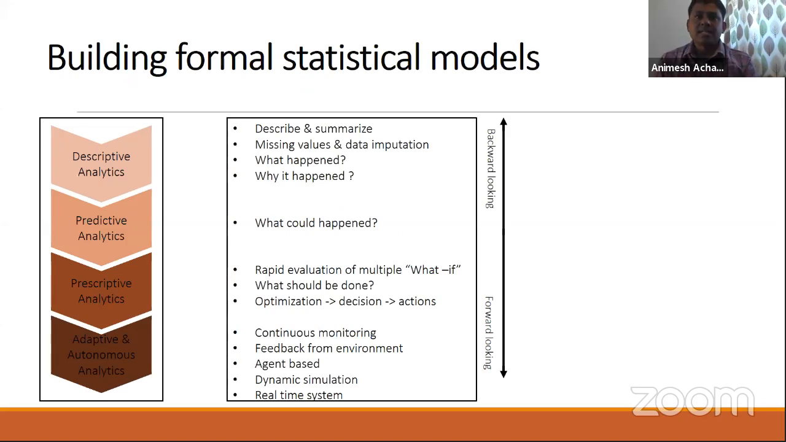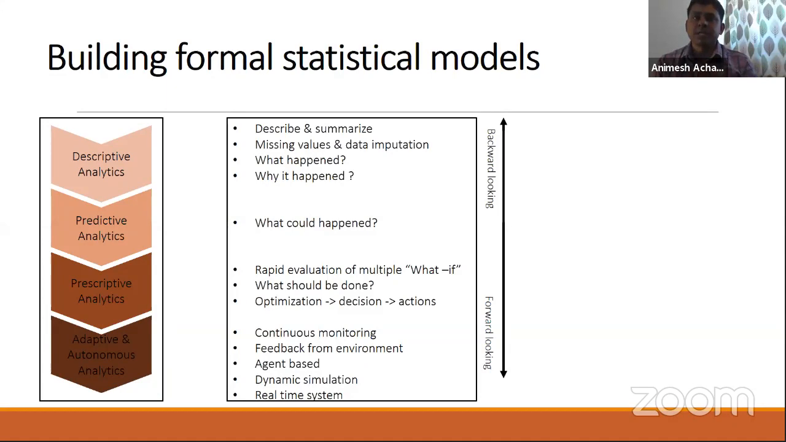Okay. Now I said formal statistical models, but it is definitely extensible. So I would say formal machine learning or deep learning kind of thing. In this category, I divided the analytics into 4 different parts. Number 1, descriptive analytics, predictive analytics, prescriptive analytics, adaptive and autonomous analytics. So these are the different steps you can consider within the analytics domain.